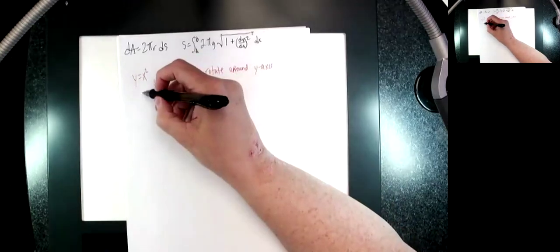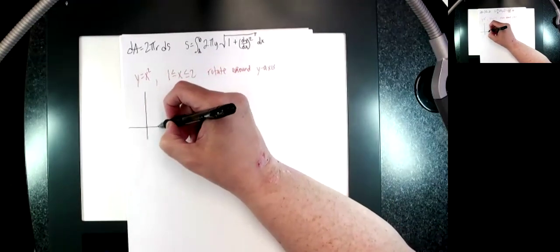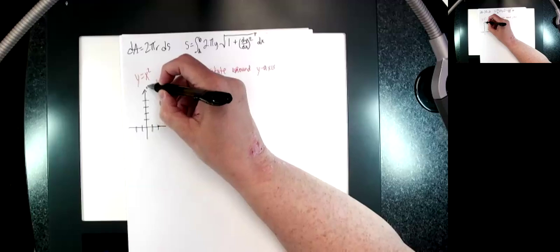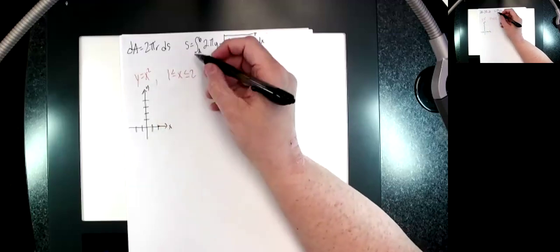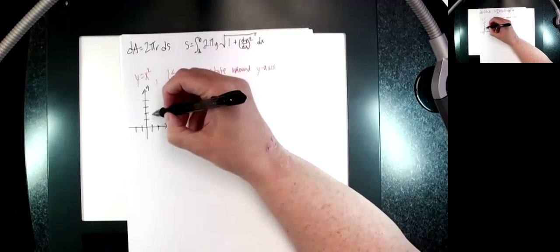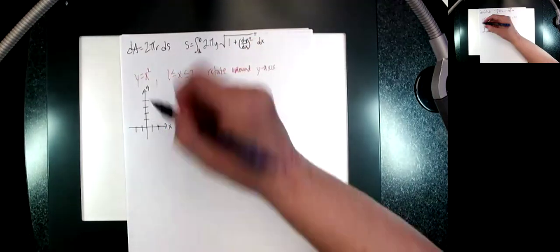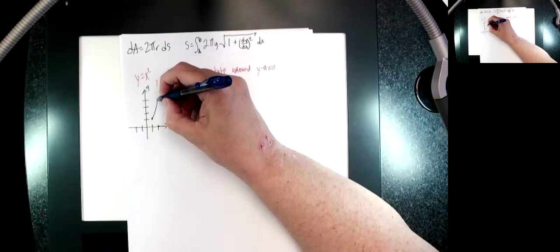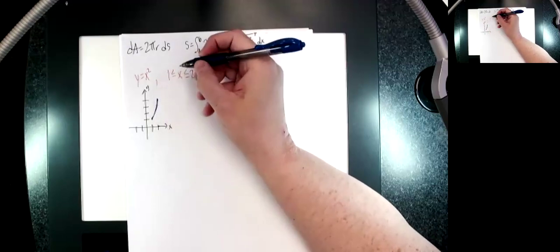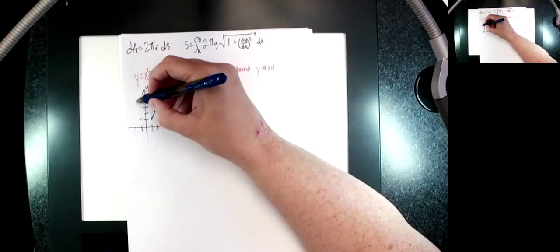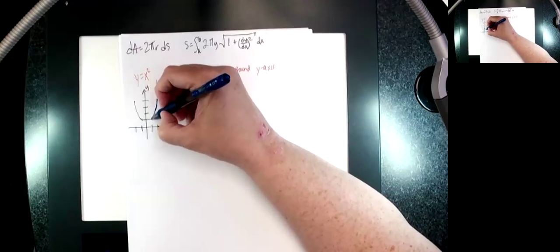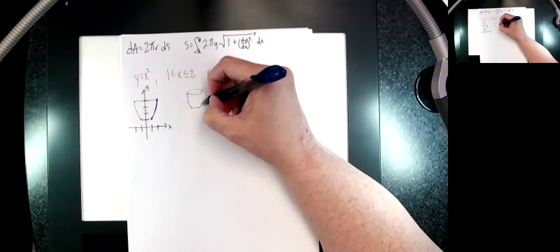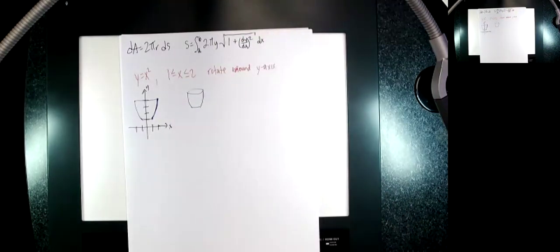So it's worth sketching, especially since we're going to do this both ways. It's good to know the x and y values. So when x equals 1, y equals 1, when x is 2, y is 4. We're looking at that part of the parabola right there, and that's what's getting rotated around. So it'll look like a cup.